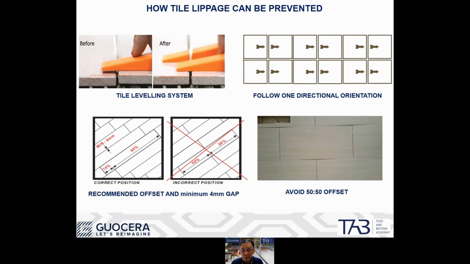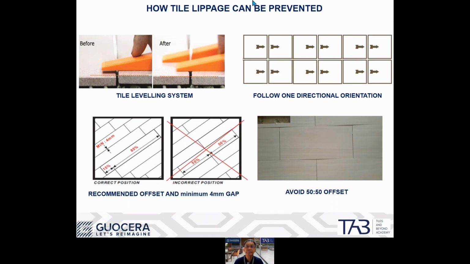How to minimize or prevent lippage? First, when the contractor is installing large format tiles, during the installation he will not be able to rely on manual tapping. He will use the back of the hammer or the rubber mallet to tap the tiles to even out the tile edges. But when the tiles are getting so big, manual tapping will not be able to do the job effectively. So the tile leveling system is recommended for large format tiles. When I say large format tiles, it applies to tiles of size 30 by 60 centimeters and above.